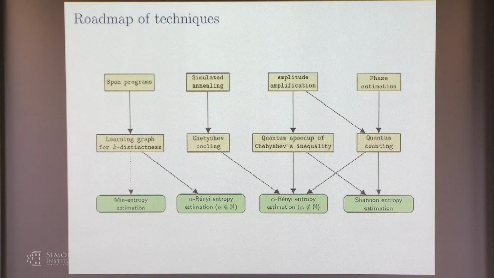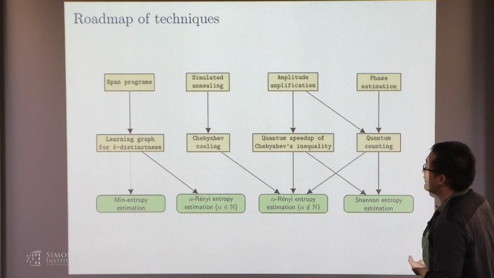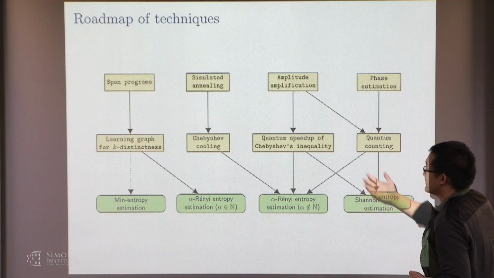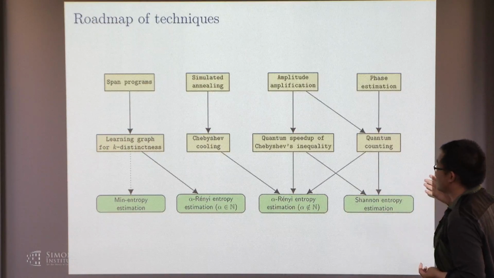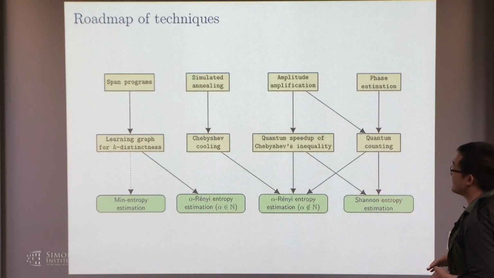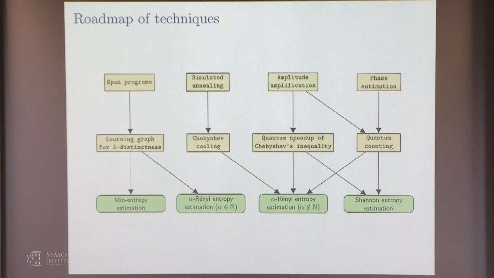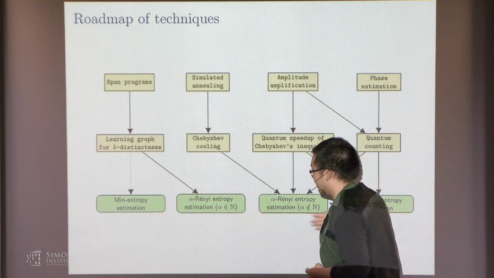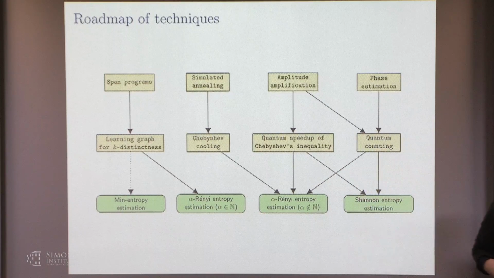Here is a very brief roadmap of the techniques. We use something mature from previous quantum algorithms, such as the learning graph, quantum counting, and also simulated annealing and the Chebyshev cooling idea. We use these ideas to give good estimation of entropy for different ranges of alpha. This is a very brief story about entropy estimation, but I probably omitted one important thing: what is the quantum model here?